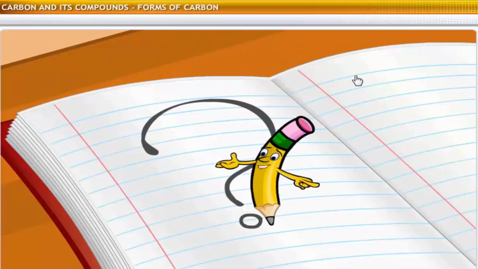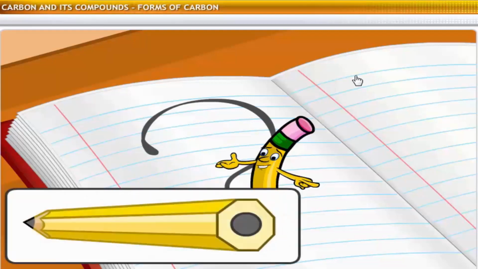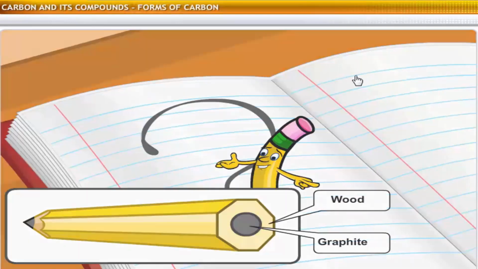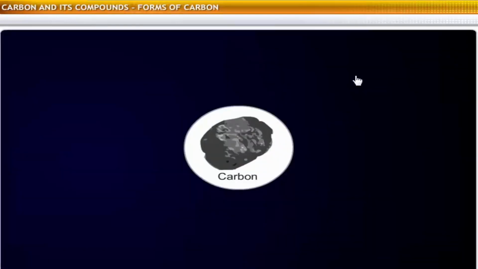Hey, did you know that lead pencils actually don't contain any lead at all? That's right. Lead pencils contain graphite encased in a wooden covering. Graphite is nothing but carbon. In fact, carbon is found practically everywhere in your surroundings.